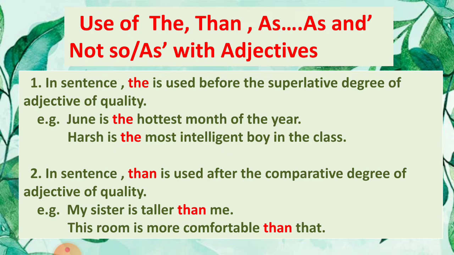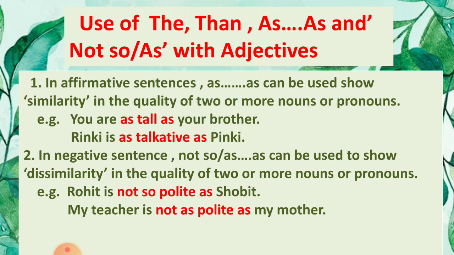In a sentence, than is used after the comparative degree of adjectives of quality. This also we have discussed, that we always use than after the comparative degree. Like my sister is taller than me. This room is more comfortable than that, right? So the is always used before the superlative degree and than is always used after the comparative degree. Now let us see the use of as and not so as.